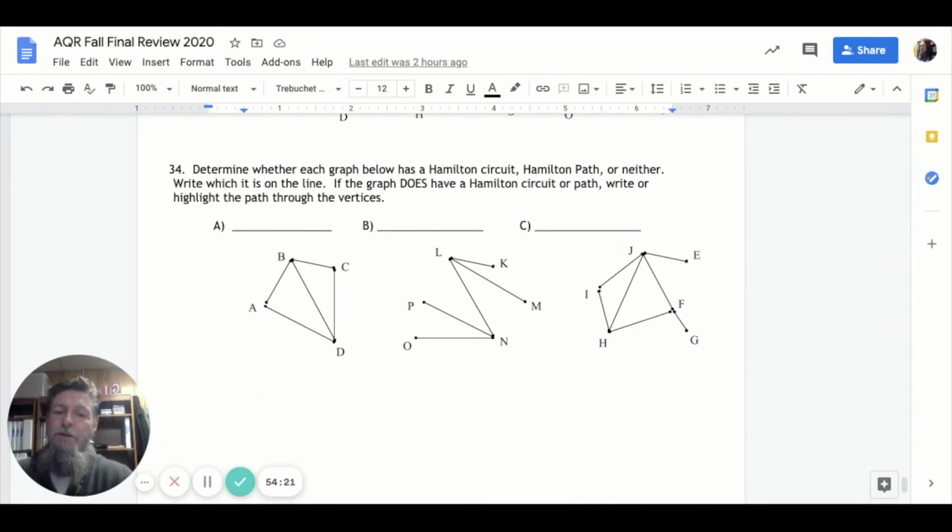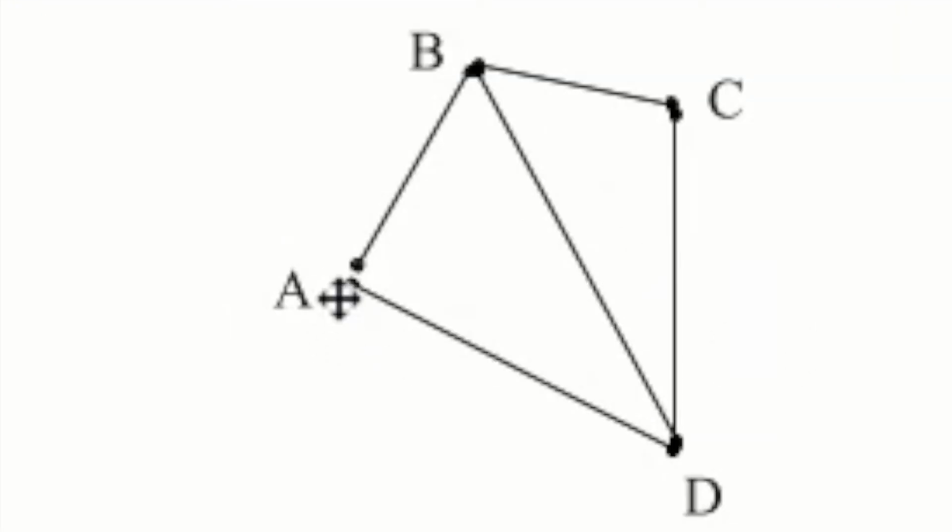Determine whether each graph below has a Hamiltonian circuit, Hamiltonian path, or neither. This is just plug and chug. We have to determine by just trial and error. Now, in this one, we don't have to touch every edge. We just have to touch every vertex. So A, B, C, D, A. Guess what? A Hamiltonian path and circuit both exist.